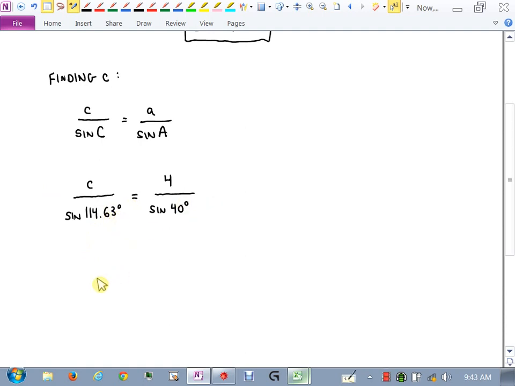So you go through this, right? You multiply both sides by sine of 114.63. You divide by sine 40. Anybody? 20.24? 24 point? Oh, 4.2. I thought I heard 4.24. Okay.